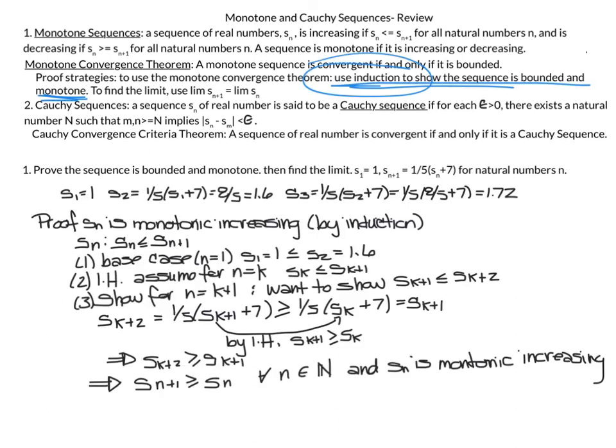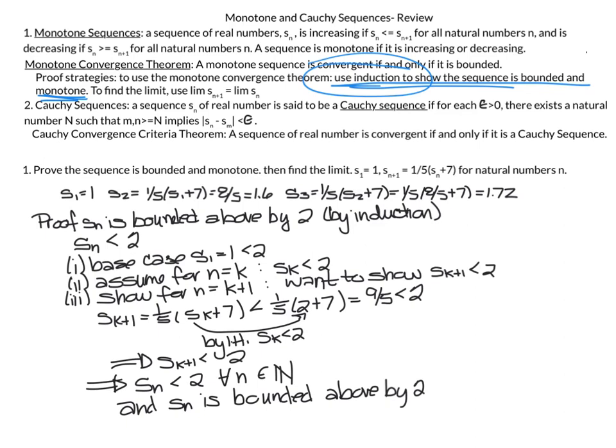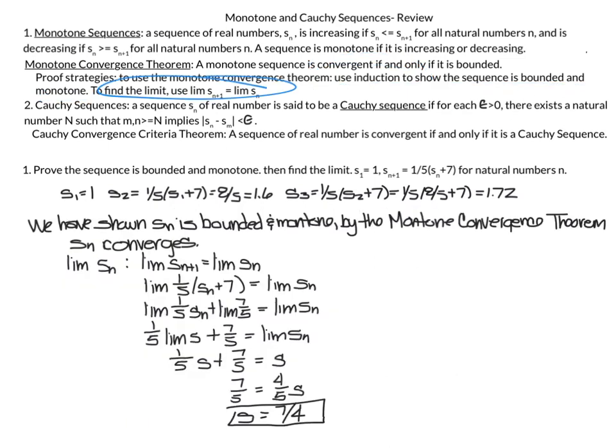Here is the proof that the sequence is monotone increasing, and I used induction as I had suggested in my proof strategies. Here I have proven that Sn is bounded, and I chose an upper bound of 2, though you could have chosen a different upper bound. And again, I used induction as one of my proof strategies. And here I used the fact that it was bounded and monotone, and I invoked the monotone convergence theorem to say that it is convergent.